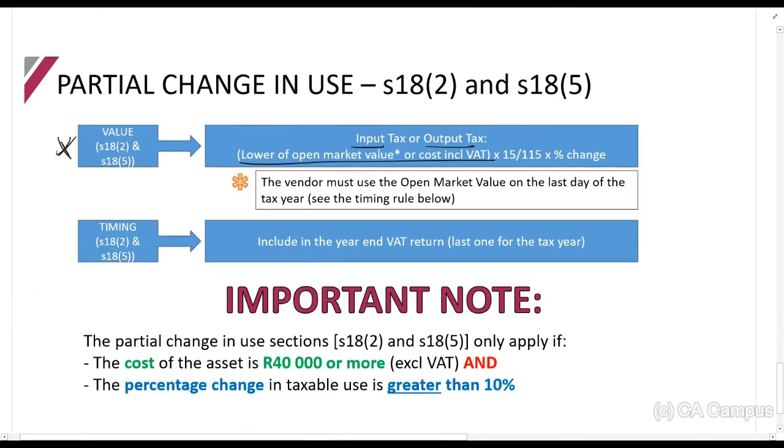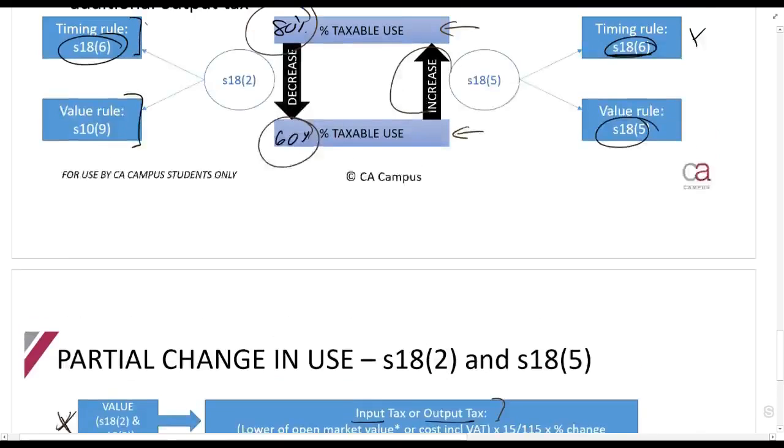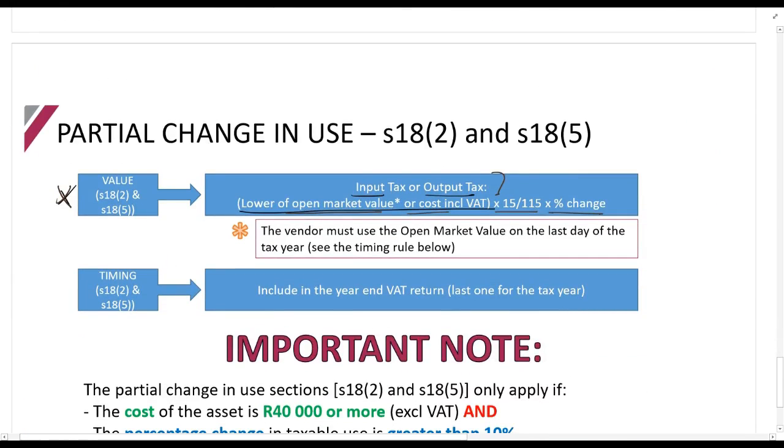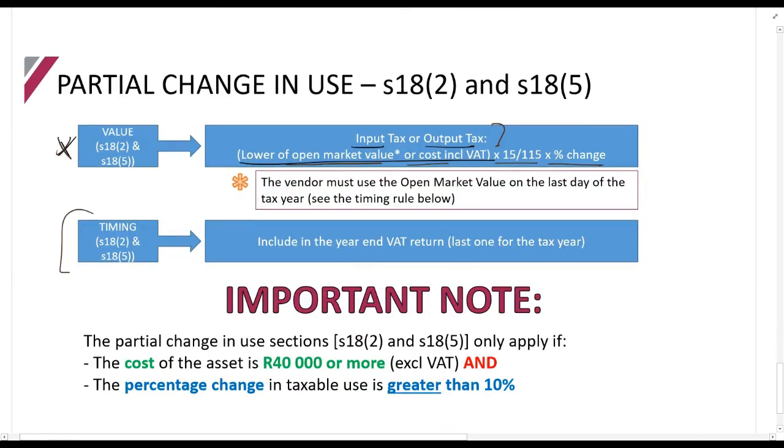So value, input tax or output tax, you use the lower of the open market value or the cost, including VAT, times 15 over 115 times the percentage change. The percentage change, here it goes from 60 to 80, so the percentage change is 20%. Very important, this timing, you have to do this on the last day of the VAT return, the last day of the year, right, in the last VAT return. So you must use the open market value on the last day of the tax year when you're calculating the value.